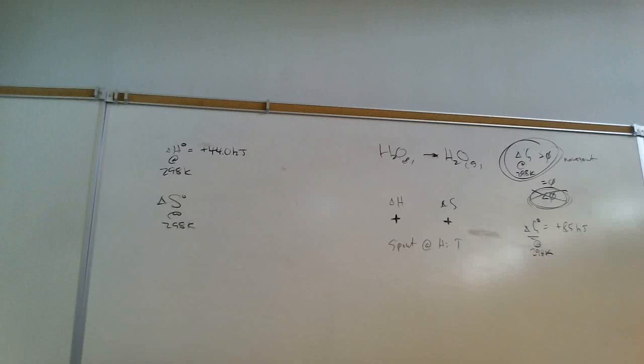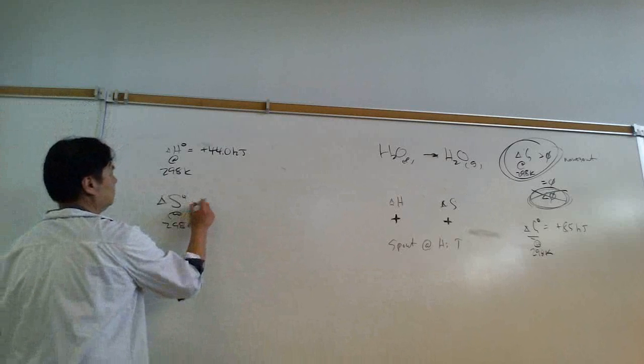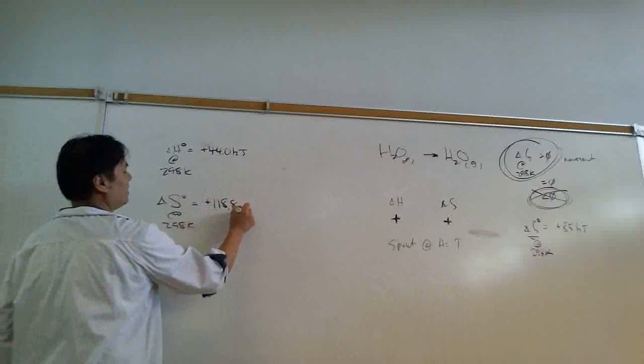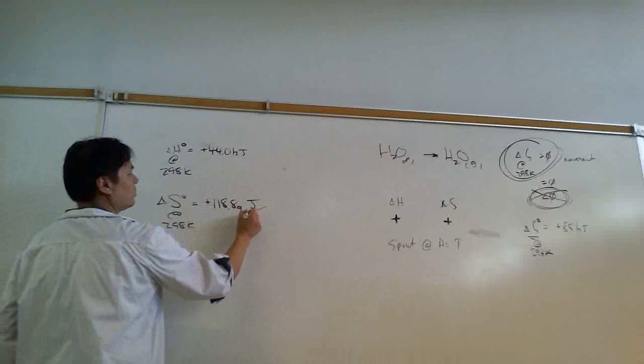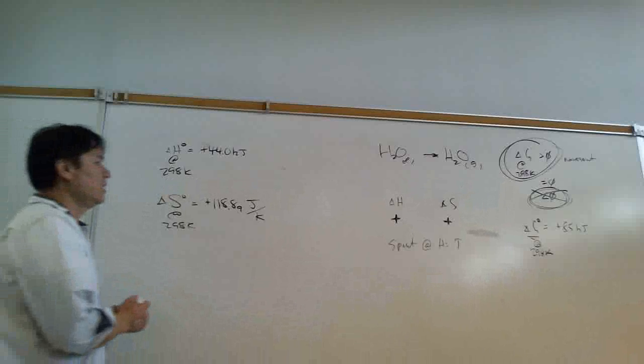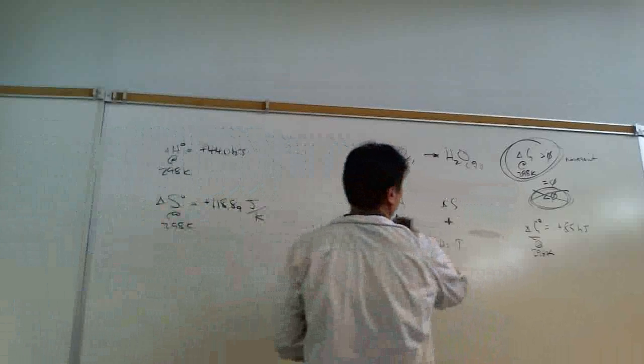So H2O gas is 188.8 minus 69.91. What does that come out to? Can someone calculate that? 188.8, 69.91. Fortunately, everything's 1 mole, so. 118.89. And the units are going to be in joules per Kelvin. So keep track of that. All right, so now let's go ahead and do our calculation.